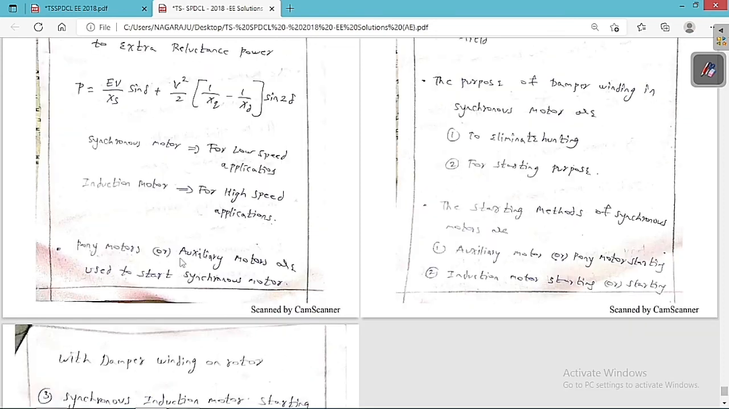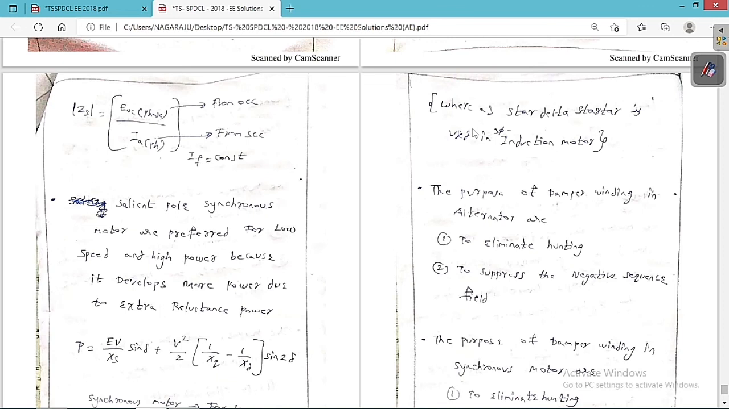And I already told you pony motors or auxiliary motors are used to start the synchronous motor. I already told you synchronous motors are not self-starting motors, so we have to start them manually. So they are called pony motors or auxiliary motors, by which we are going to start this synchronous motor. Whereas a starter is used for the 3-phase induction motor.